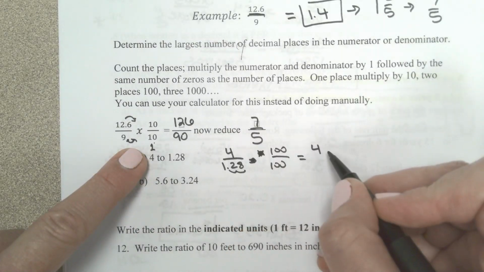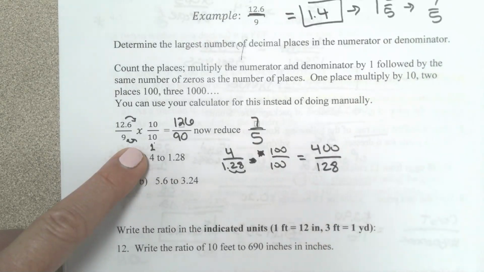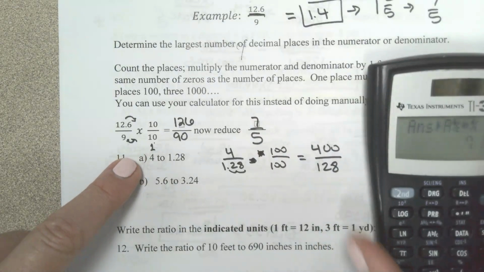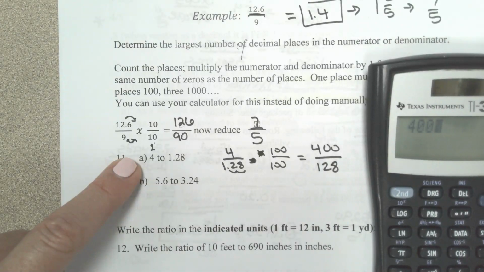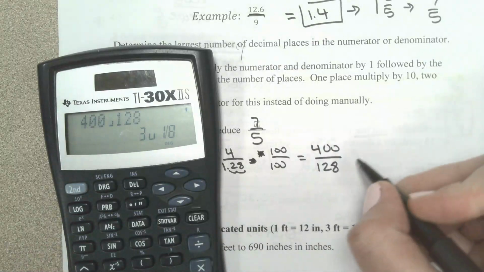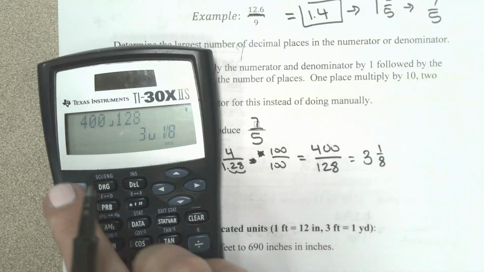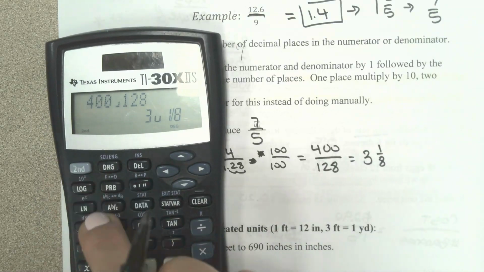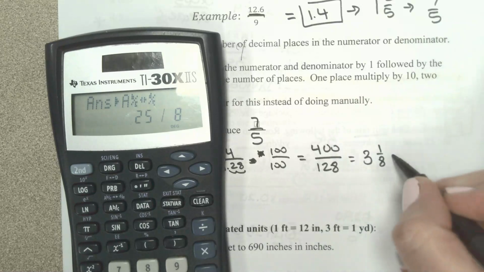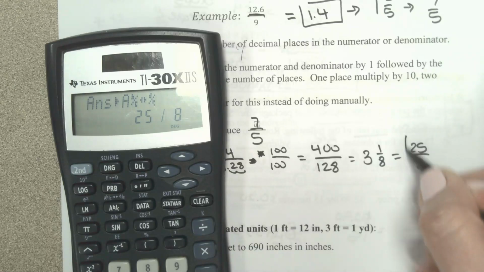So 4 times 100 is 400. That equals 128. So in your calculator, if you go 400, ABC, 128, I get 3 1/8 on my calculator. I'm going to hit the second ABC button, and that is the same thing as 25/8.